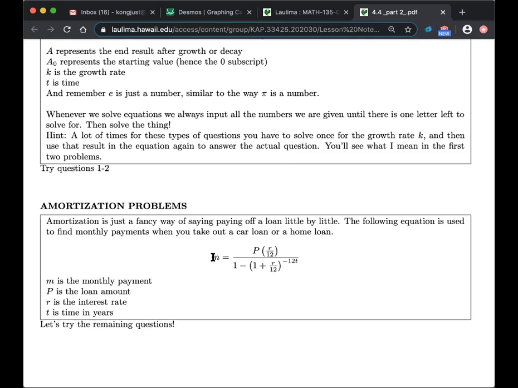Okay, so here's the thing. M is the monthly payment. P is the loan amount. These R's, there are two of them, and both are the interest rate in decimal form. So if it says 5%, that would be 0.05. And T is time in years, always in years. So if it says months, you have to convert to years before you plug it into this formula.